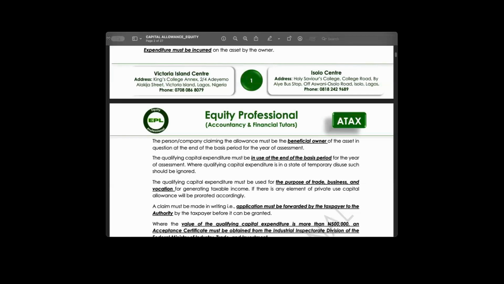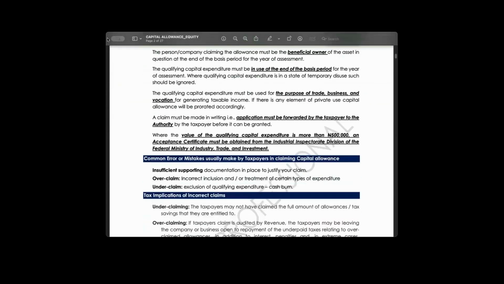Before you make the claim, you must write to the tax authority that I want to make this claim. And a certificate of acceptance must be required when the asset value is more than 500,000.